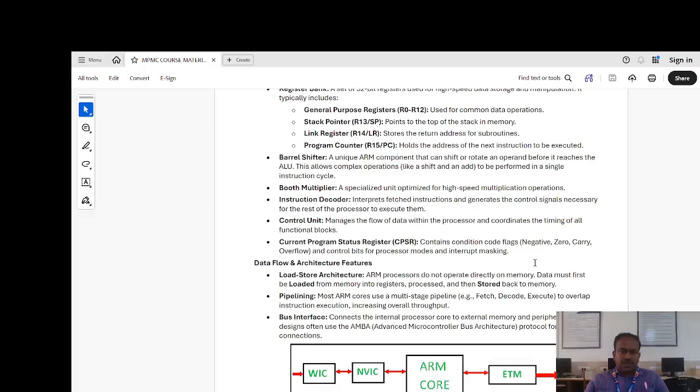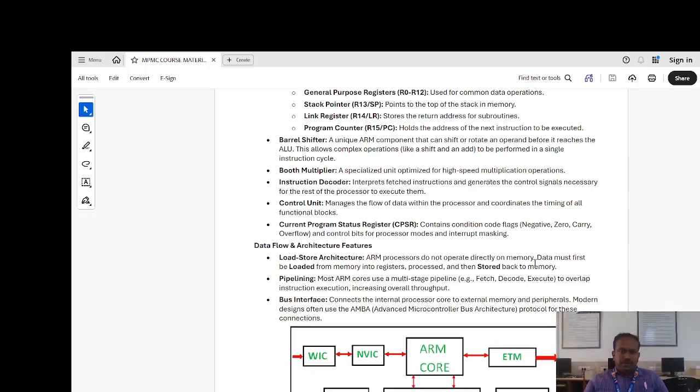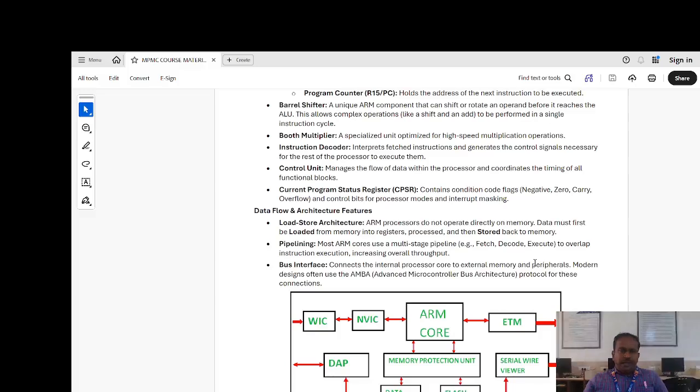all the functional blocks. Then the CPSR, which stands for current program status register. It contains condition code flags, that is the negative flag, zero flag, carry flag and overflow flag, and control bits for processor modes and interrupt masking. Then the data flow and architecture features. First, a load store architecture. The ARM processor does not operate directly on memory. The data must be loaded from memory into a register, processed, and then stored back to memory. This process is called a load store architecture.